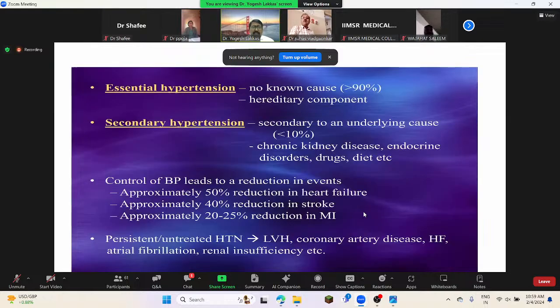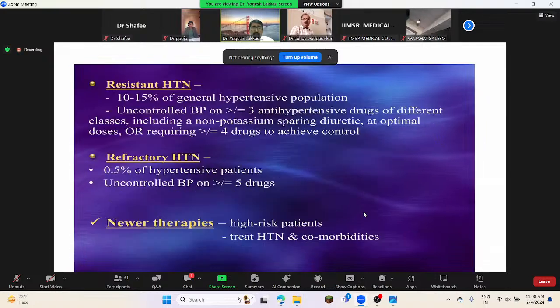Then the important aspect, essential and secondary hypertension. Secondary hypertension, particularly in clinical practice, we see in the young, and when we as clinicians suspect secondary hypertension, an important point is age less than 30 years, and the main aspect is renal diseases in this case. That also I will not go into in detail.